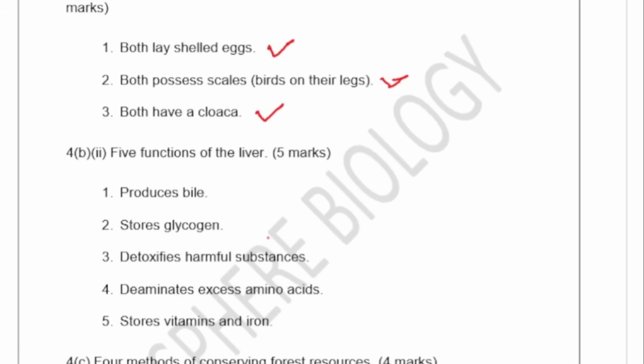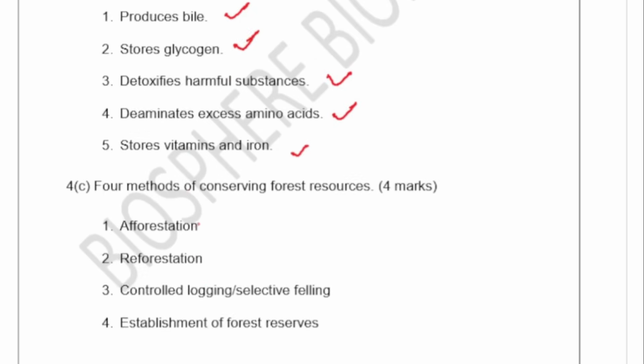Then 5 functions of the liver, of course: production of bile, storage of glycogen, detoxification of harmful substances, deamination of excess amino acids, and storage of vitamins and iron. Okay, so please pay attention to that.